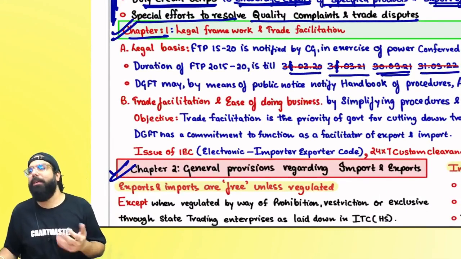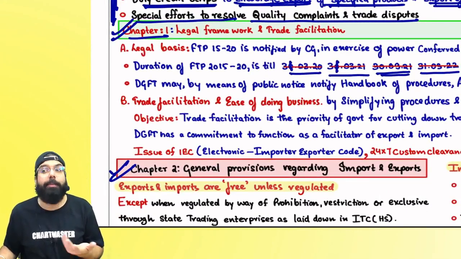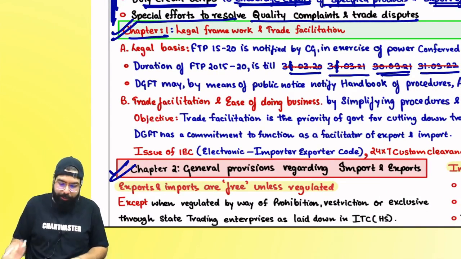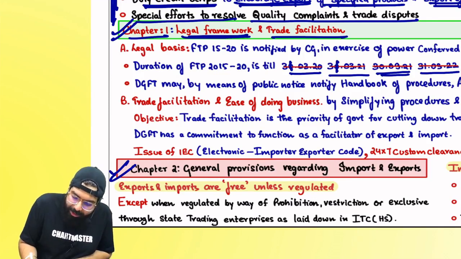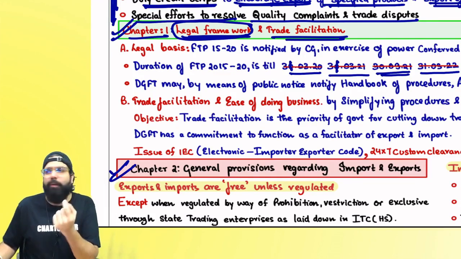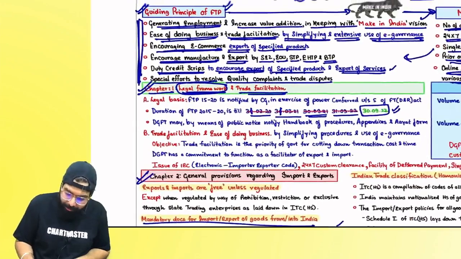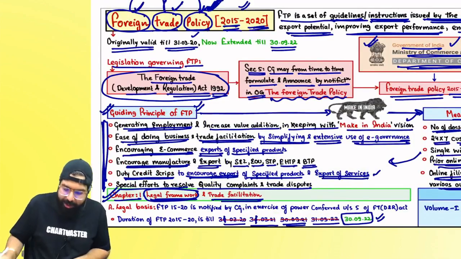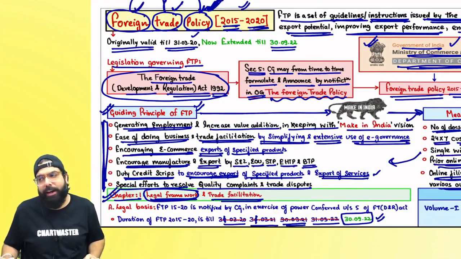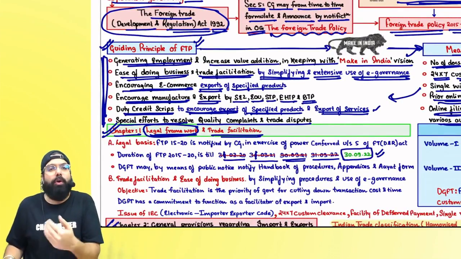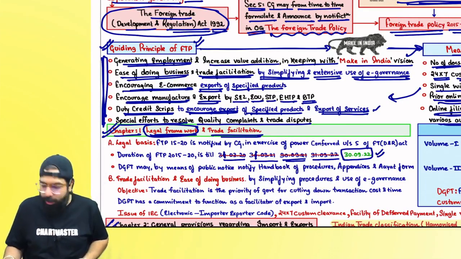Now for 5 marks, how much more will you read? Correct, 9 chapters are there for 5 marks. So basically, they have summarized the chapters also. Okay, everyone, legal framework and trade facilitation. First, we'll understand the legal framework, which is the law guiding the creation of foreign trade policy: the Foreign Trade Development and Regulation Act. The Foreign Trade Development and Regulation Act 1992 is the law which has told you, okay, fine, you can go ahead and create a foreign trade policy.